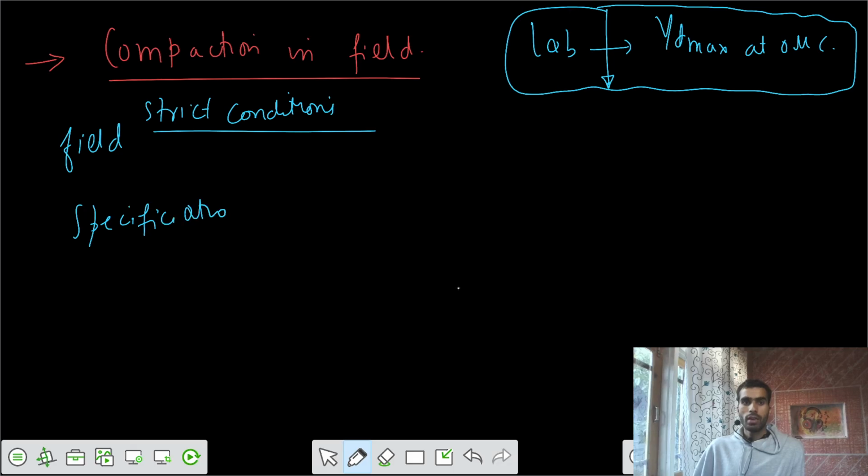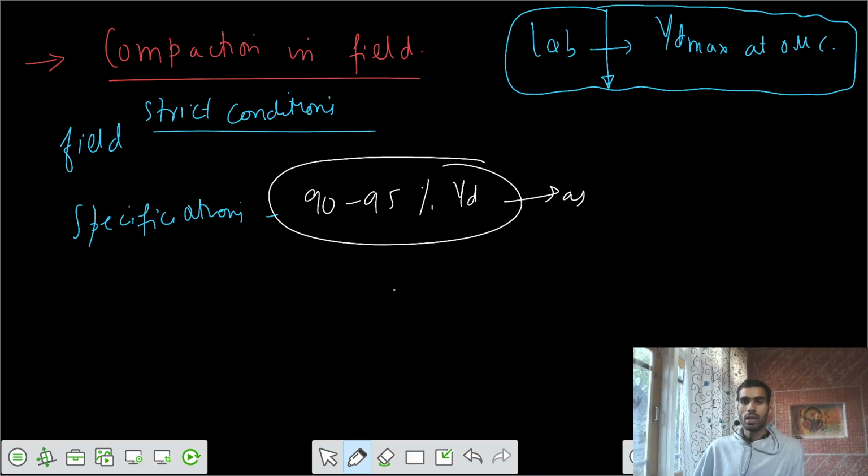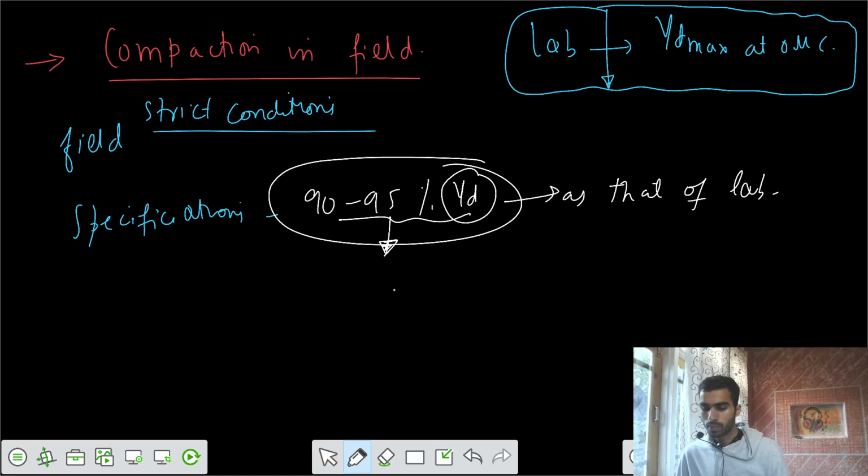The specification says that in the field, if you try to perform the tests, you can target 90 to 95% of gamma dry as that of the lab. This much is achievable in the field with respect to the lab condition.